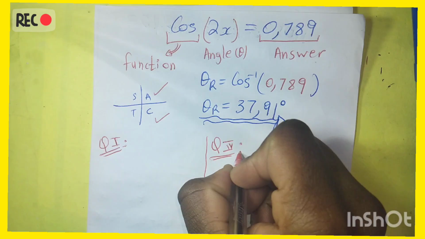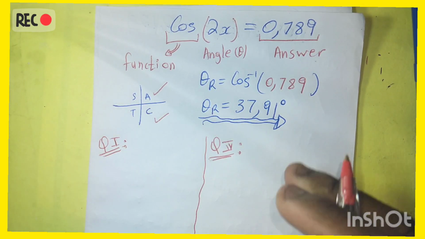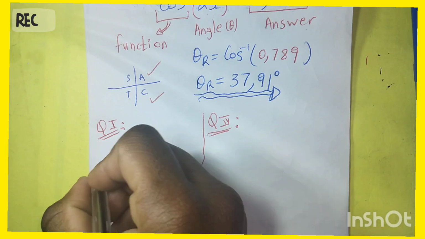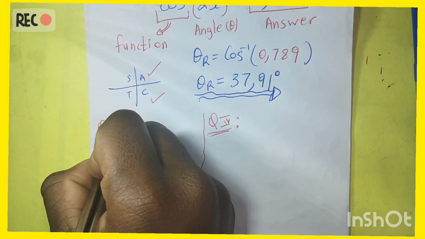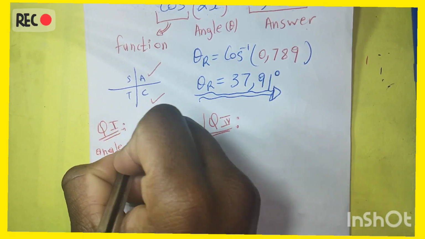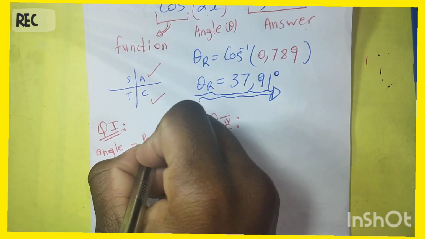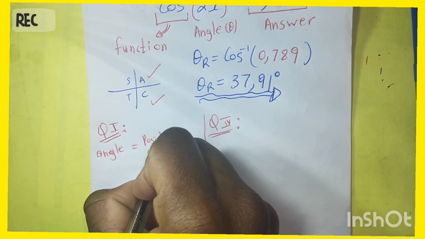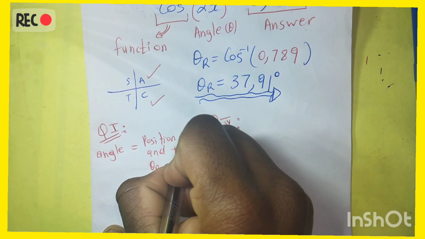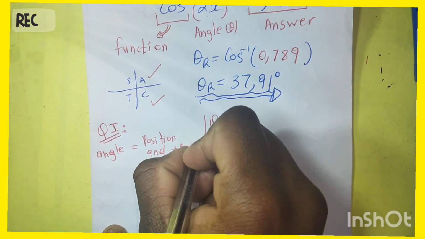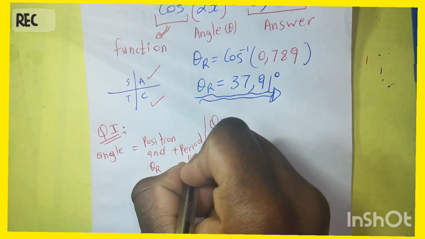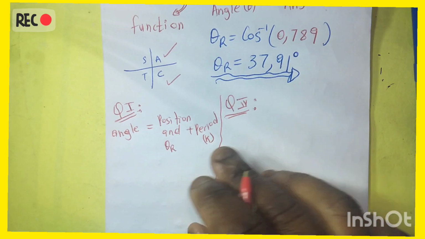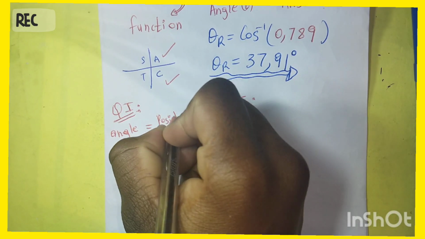And for me to get now my general solution, I shall use my format. Do you still remember the format? The format, guys, is this one of saying the angle is equal to the position and reference angle, plus the period. Period, which goes with K. Okay, let me start working with one side at a time.